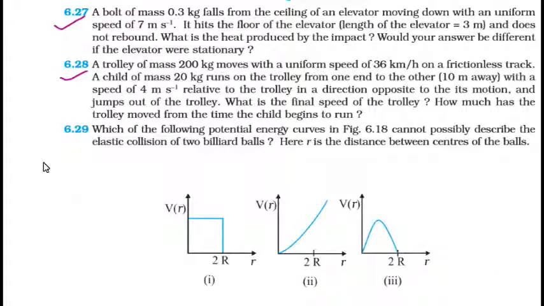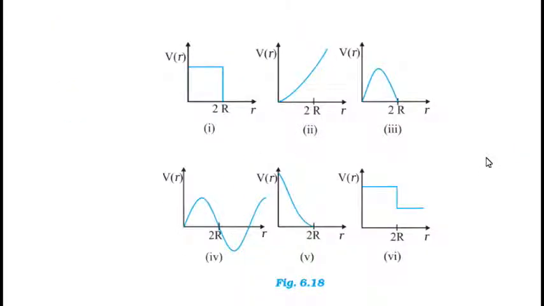The next problem is 6.29. Which of the following potential energy curves in figure 6.18 cannot possibly describe the elastic collision of two billiard balls? Here r is the distance between the centers of the balls. So you can see the six figures in figure 6.18. Now let us see the solution.